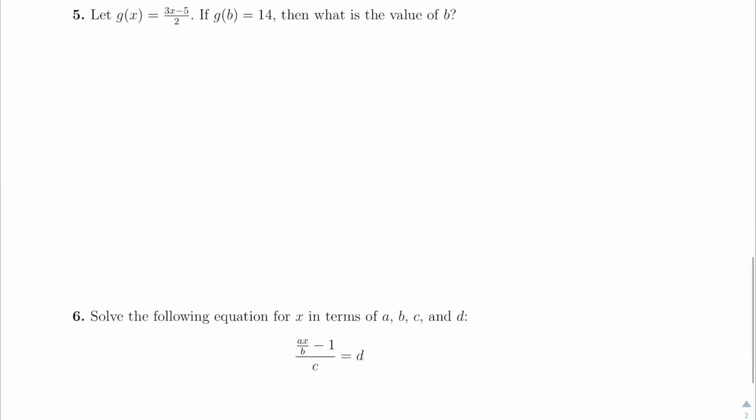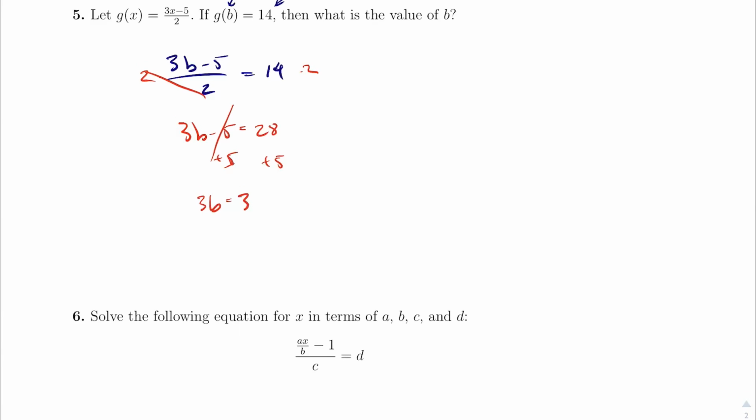For the next problem, number 5, let g of x equal this. It looks like the input for this problem is b, and the output is 14. So when we input b into the function, the output, the answer, is 14. And from here, all you have to do is solve for b. Let me do that for this one, times 2 on both sides. 3b minus 5 equals 28. We add 5 to both sides of the equation, and that gives us 3b equals 33. We divide by 3 on both sides, and that gives us b equals 11.